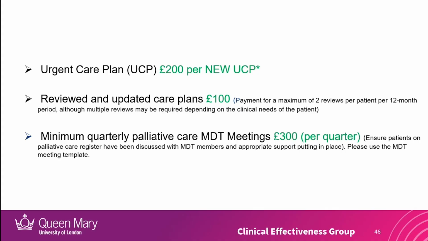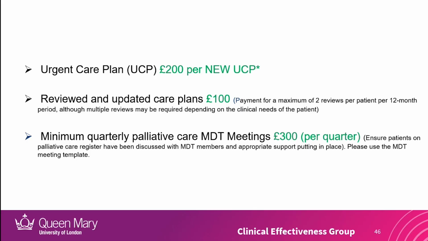Okay, so what work is required? You are required to do UCPs, so your urgent care plans, reviews and updates of care plans, and also MDT meetings. Your urgent care plans, you can earn up to £200 per new urgent care plan. So anyone that's just come onto the palliative care register from the 1st of April 2025 will earn you £200 for doing a new urgent care plan.